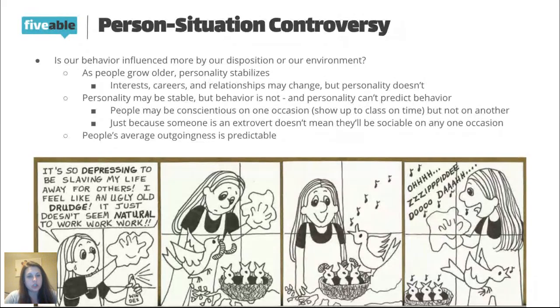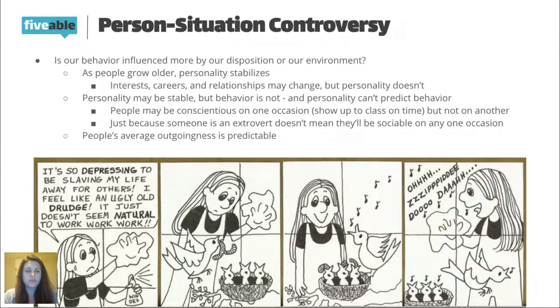This lady's cleaning and she's so depressed. She's slaving away her life for others. So if you saw her in this first panel here, you'd think, oh, what a miserable person, and all of these negative things. But then when you see her in this other situation with these baby birds, she's happy and joyful. Her personality didn't change overnight, but the situation that she was in changed, which impacted her behavior. So again, when we use traits and characteristics to judge a person, we have to be careful because the situation can also influence how we act.